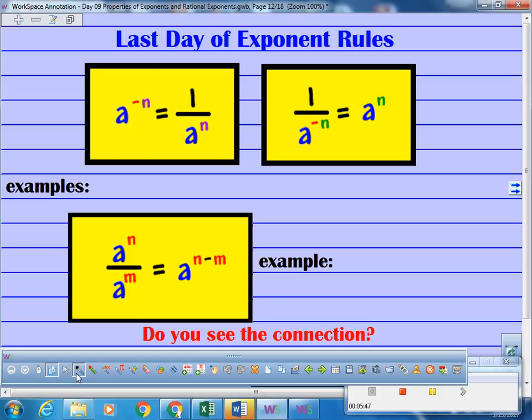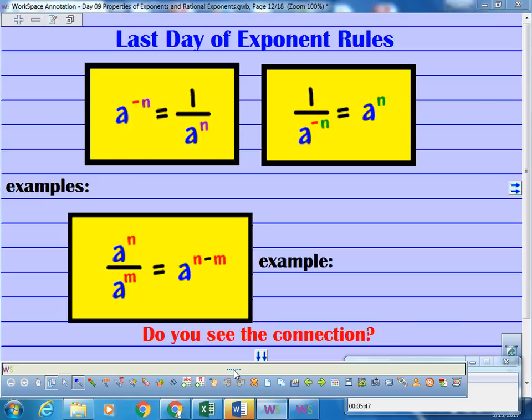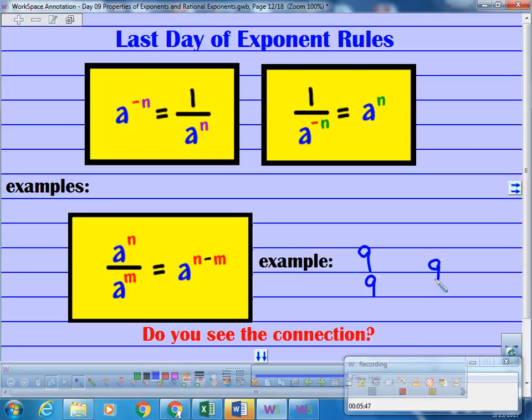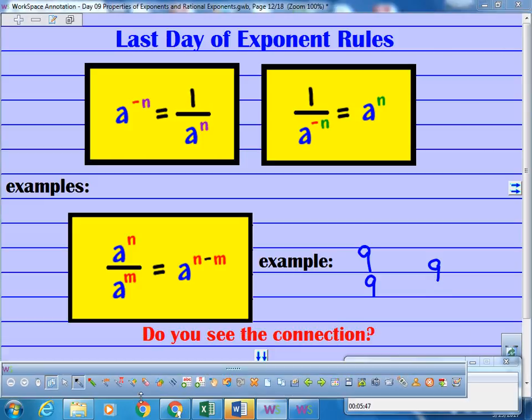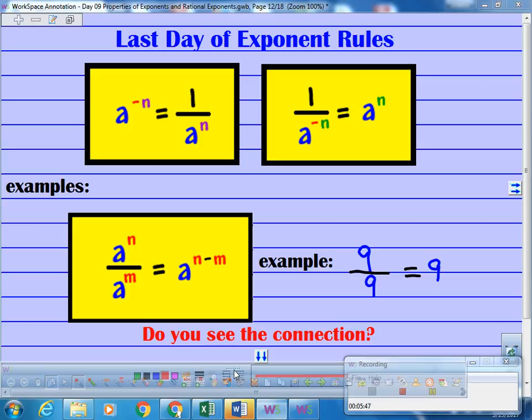It's the same thing we've just been going over, guys. It's no different. It just has letters. Let me use some numbers to go along with it. What do you want to make A? 9? And what do you want to make N? I'm going to pick 3 and 5.